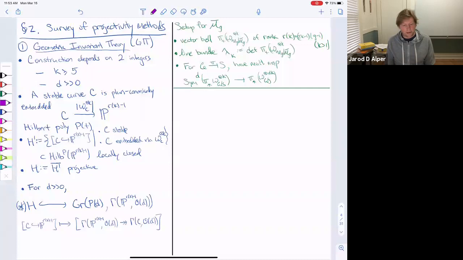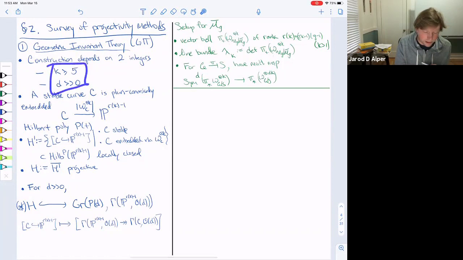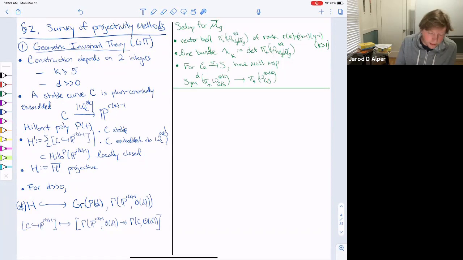The first approach is geometric invariant theory, GIT. And the construction is going to depend on two integers, k and d. These are the two integers we saw before, and they are also the integers that come up in Kollár's construction. So k is the integer that we use, a multiple of the canonical, to embed our curve. If we take a stable curve, we can embed it via the kth power of the dualizing sheaf, as we were doing before, and we embed into projective space.